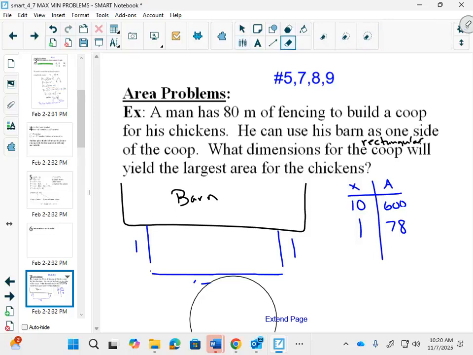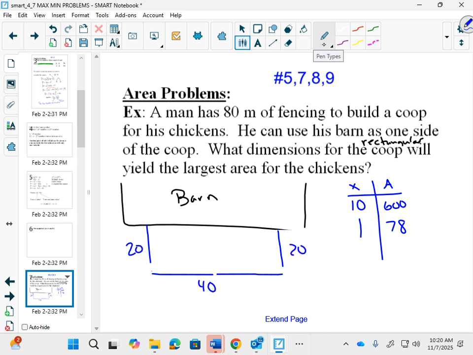2. The biggest, we want the biggest area possible. Yeah, we want our chickens to be happy. You get one guess. What are you going to put as a side? 20. 20 and 40. All right, so this is our guess, area of 800. Now, we're going to do the math. I want to see, do we have a brilliant student once again guessing 2 times in a row?